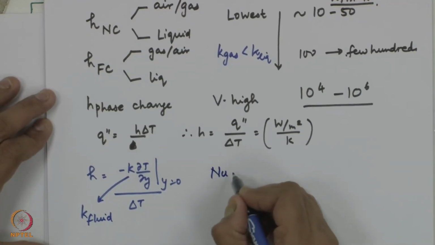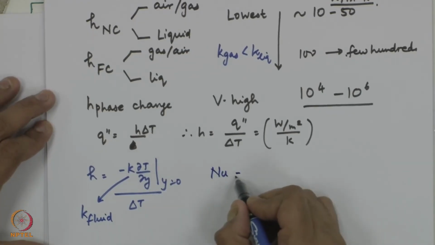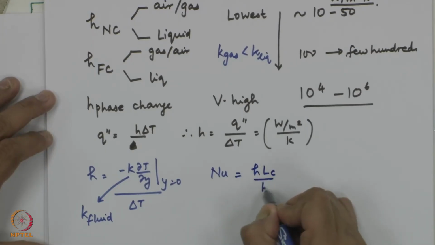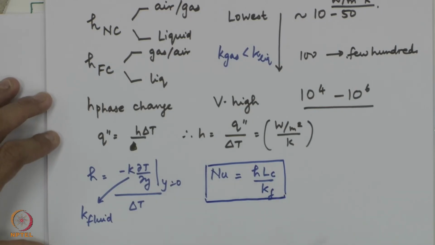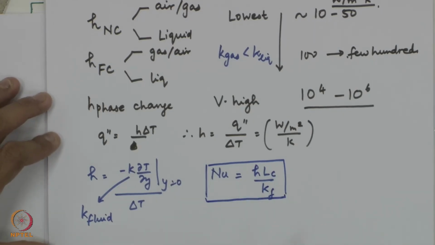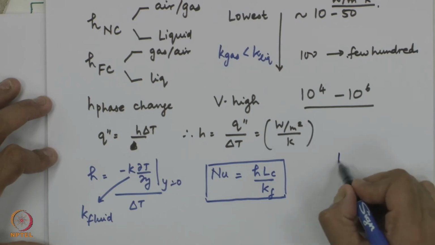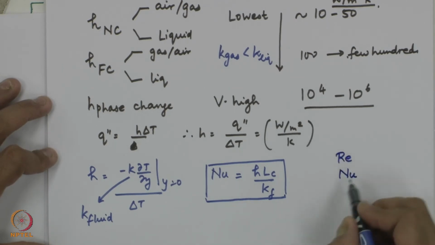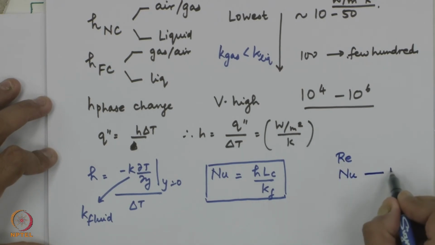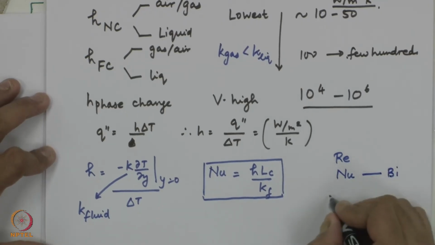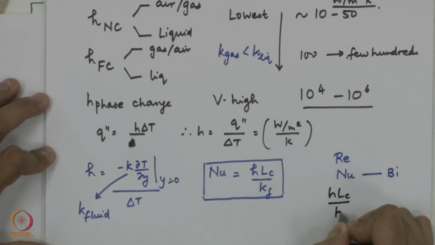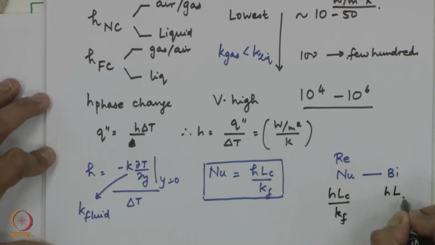We also defined local or average Nusselt number. I am just going to write this as HL by K fluid. This quantity, Nusselt number, is a non-dimensional representation of the heat transfer coefficient. Just as you had Reynolds number, we now have Nusselt number. This has a form similar to Biot number, which you would have seen in transient conduction. This is H characteristic length by K fluid. That one is H some other characteristic length divided by K solid. These two characteristic lengths are not the same.